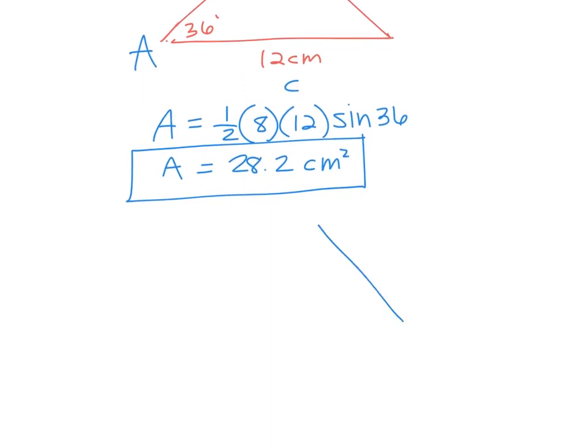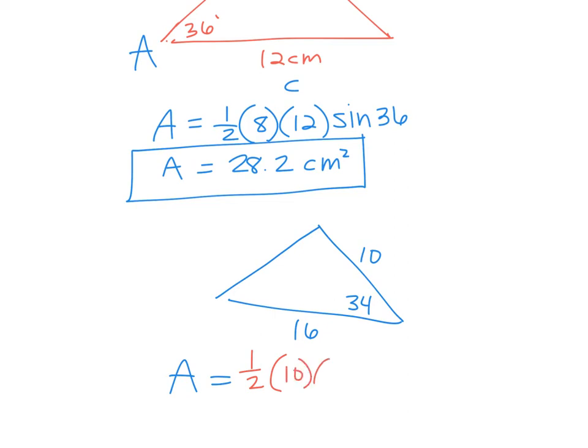One more for good measure. How would we plug this into the formula? What comes first? 1/2 times what? Times 10 times 16 times sine 34. Okay, so literally B, C, and A, you're just plugging into 1/2 BC sine A.